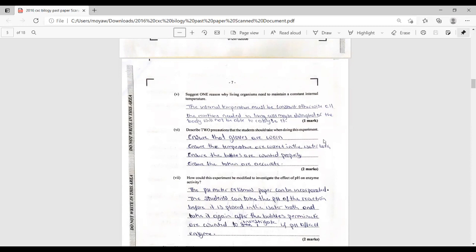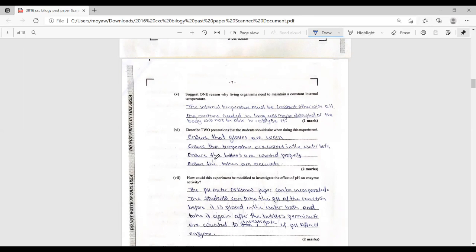Then 4, ensure the results taken are accurate. So I'm missing the word results here, but that should be there. Ensure the results taken are accurate. So let us see if we can put results here.